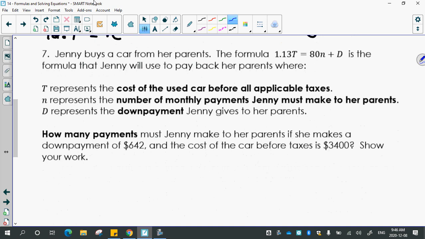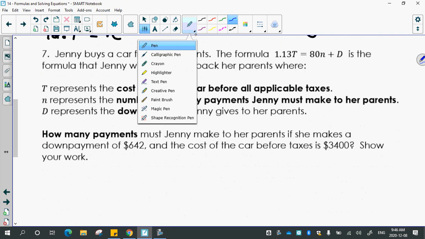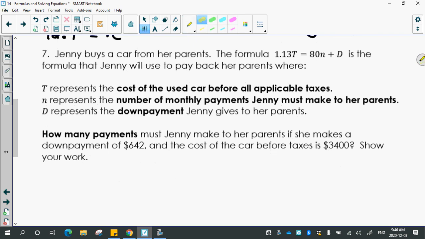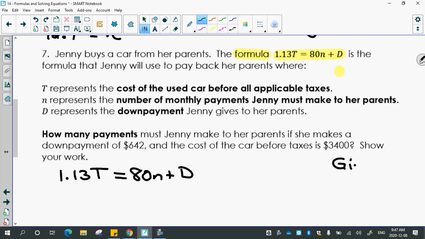Okay. Jenny buys a car from her parents. So the formula, I would copy that down: 1.13T equals 80N plus D. That is the formula that Jenny will use to pay back her parents. And then I would start making my given. Okay? And then read through.